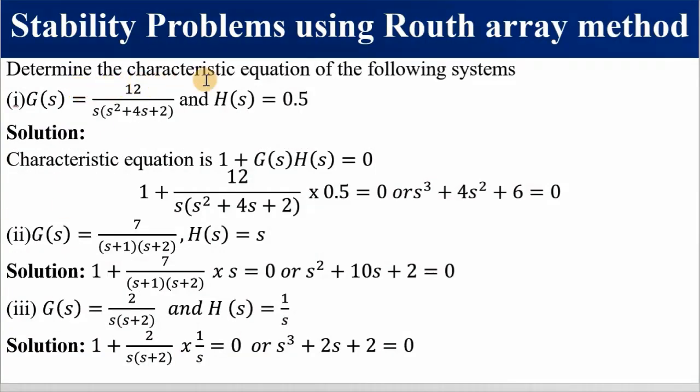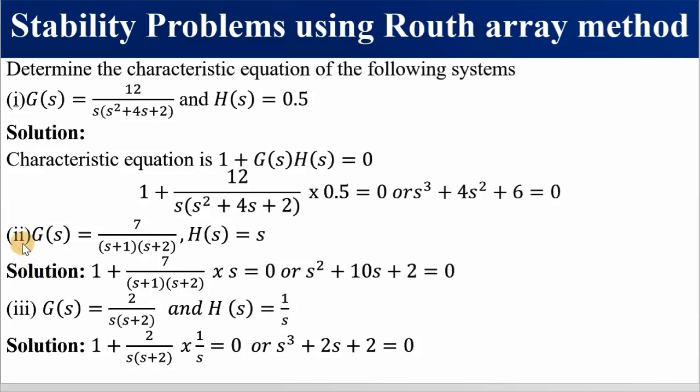An example: determine the characteristic equation of the following system. This is our G of s, this is our H of s, and we are going to determine the characteristic equation. It is equal to 1 plus G(s)H(s), and it is equal to 0. We are going to calculate our G(s)H(s). We multiply the two, and it is equal to this. This is the characteristic equation. We are done.